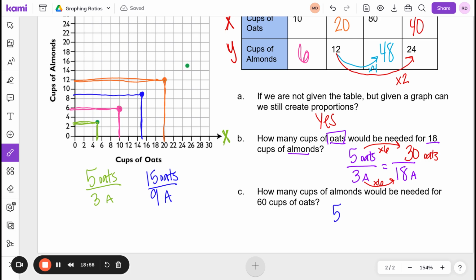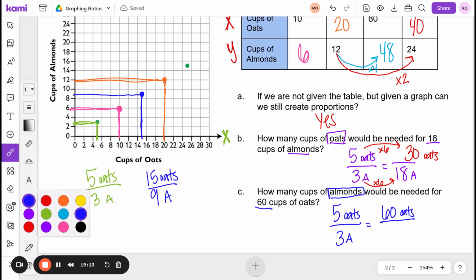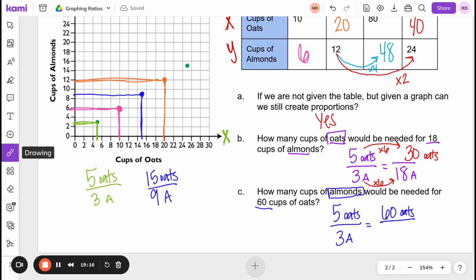Last one, we're going to use our same starting ratio from the graph of 5 oats and 3 almonds. This time we're looking for almonds. If we have 60 cups of oats, so oats are on top, the question is, how do you turn a 5 into a 60? And that's multiplied by 12. Whatever you do to the top, you do to the bottom. So that would be 36 cups of almonds.